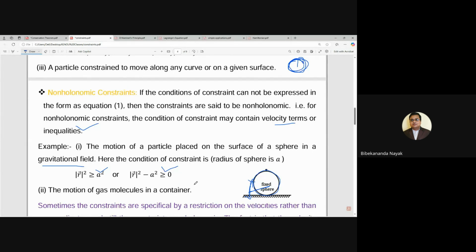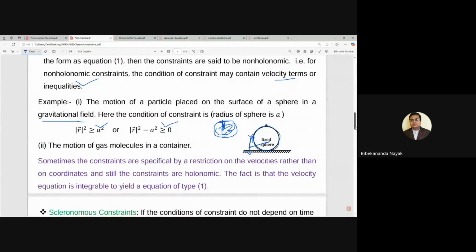Second is the motion of gas molecules in a container. Molecules are moving randomly, but they cannot go across this boundary. So the constraint here is r less than or equal to a, the radius of this container. That is a less than or equal to inequality symbol. So it is a non-holonomic constraint.